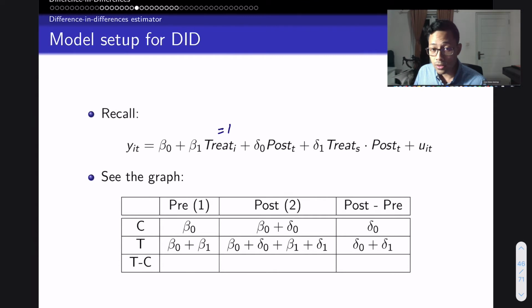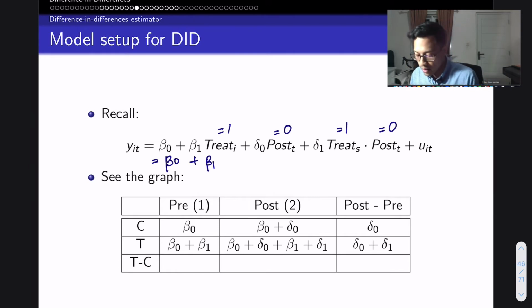Before the implementation of the program, the value of the post is going to be 0. So treat equal to 1, post equal to 0. Okay, so in that particular case, you're just left with beta 0 and beta 1 since the value of treat is equal to 1. So the average outcome before the program was implemented for the treated group is actually beta 0 plus beta 1.